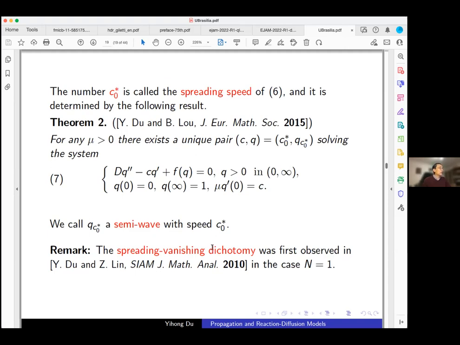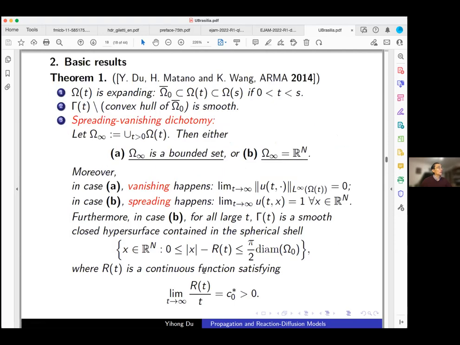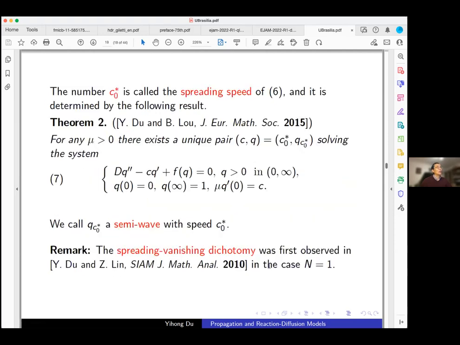Now I should mention that this free boundary kind of thinking, the modification of the classical model, started with a paper with Professor Zhigui Lin of Yangzhou University about 12 years ago. That was the first paper to use the free boundary model, and that was in dimension 1, where we don't have to worry about the regularity of the free boundary, because the free boundary becomes two points, the boundary of an interval.